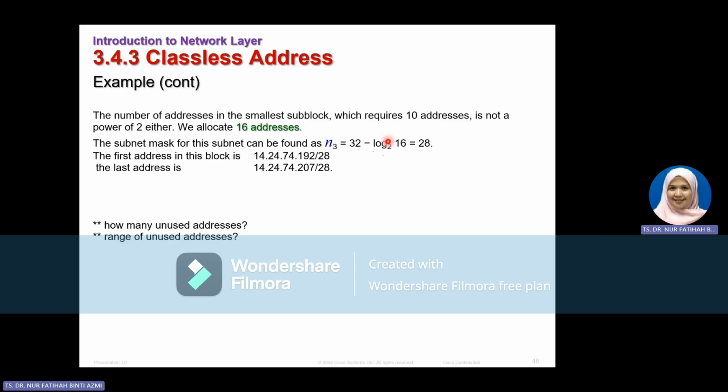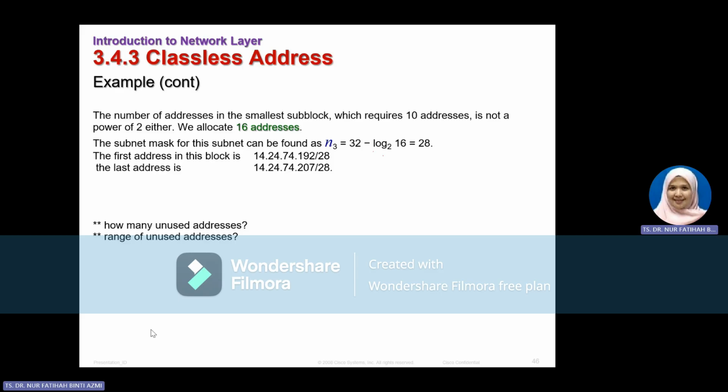So the total of unused addresses is 8 plus 4 plus 6. We have 18 unused addresses. Okay. So the range of these unused addresses would be from the end of the last used address in the third subnetwork up to the end of the original block.